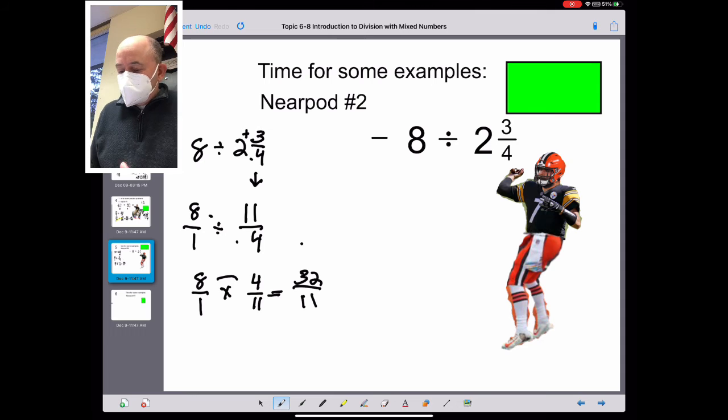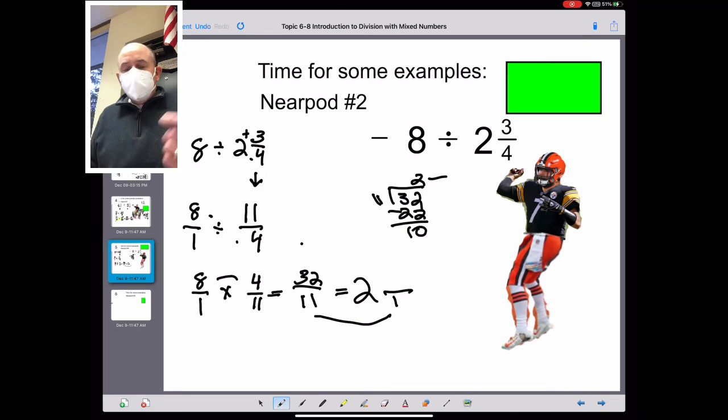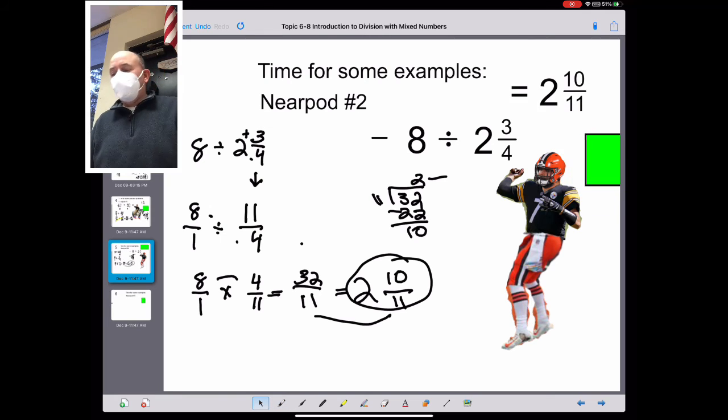And of course we want to turn this into a mixed number, so we take the 32 and divide it by 11. It will go in there twice. 2 times 11 is 22. Subtract, and you have 10. So our whole number is 2. 11 is our denominator, and 10 is our numerator. So our answer should be, yep, 2 and 10/11. That's pretty good. Yes, you've passed.